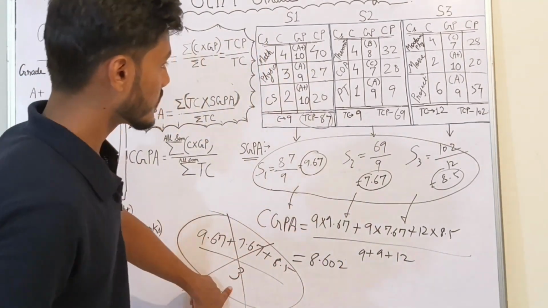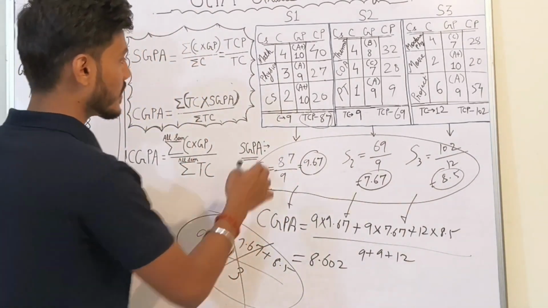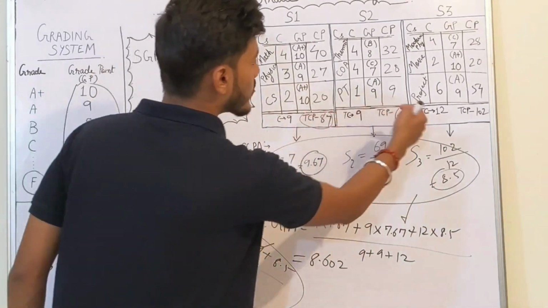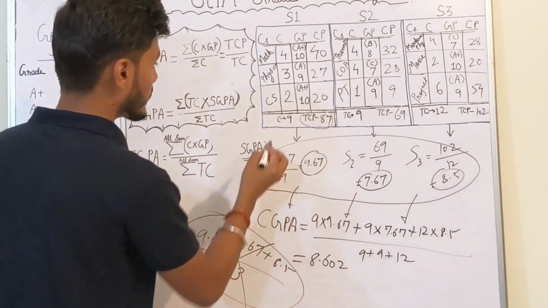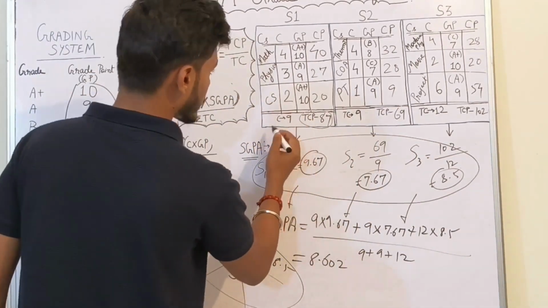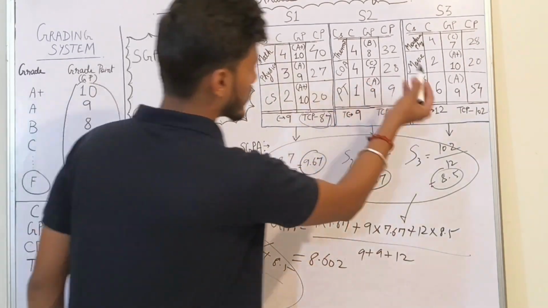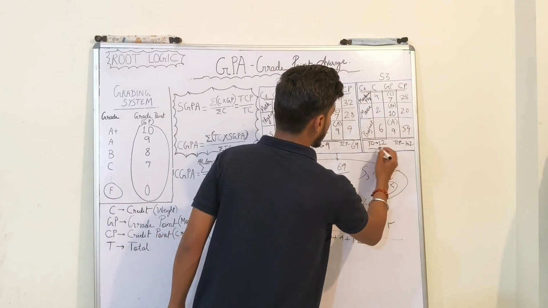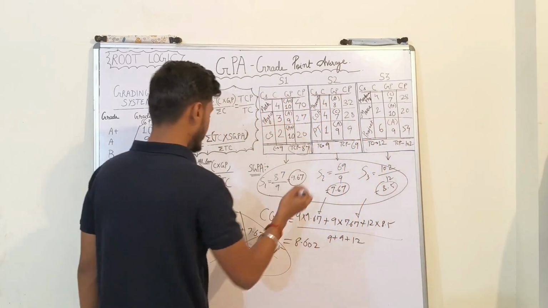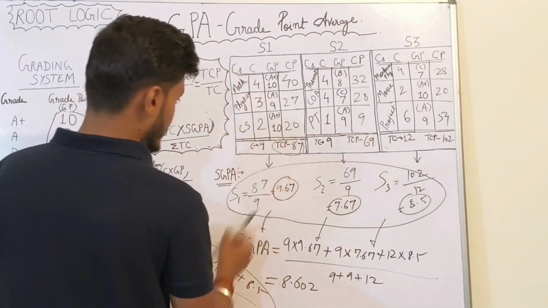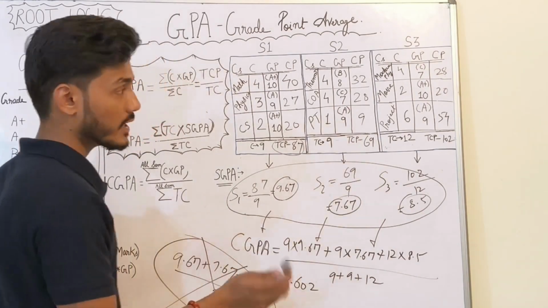You can only do this when the total credits of all the semesters are the same. For example, here, the first semester has credit 9. So if the second semester is also having 9, but the third semester is different, right? Had it also been 9, then we would have been able to calculate the CGPA just by averaging it, okay?